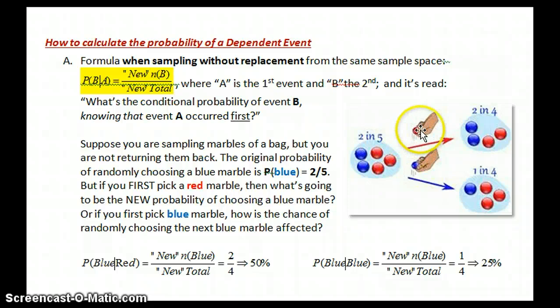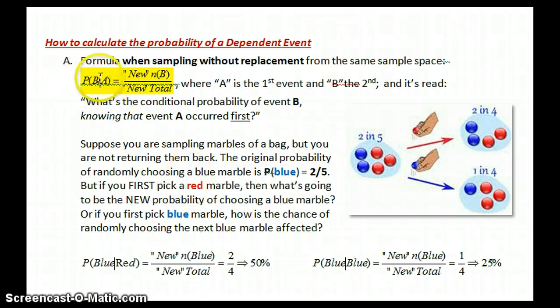So now, what would be the new probability of randomly choosing a blue marble? If someone picked one red marble, then the total, the sample space, is no longer 5. Of course, it's going to be 4. Now the new probability of randomly choosing a blue marble is going to be 2 out of 4, which is 50%, and it was 2/5 before, which was 40%.